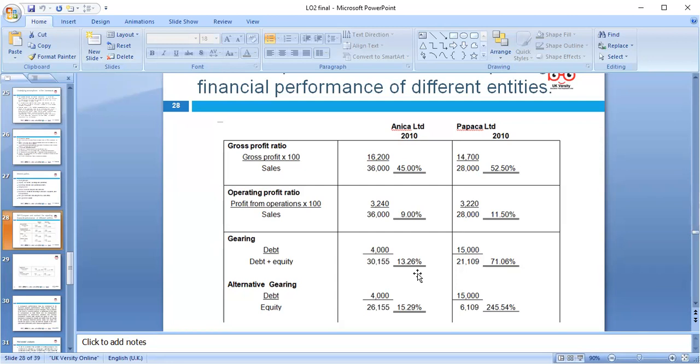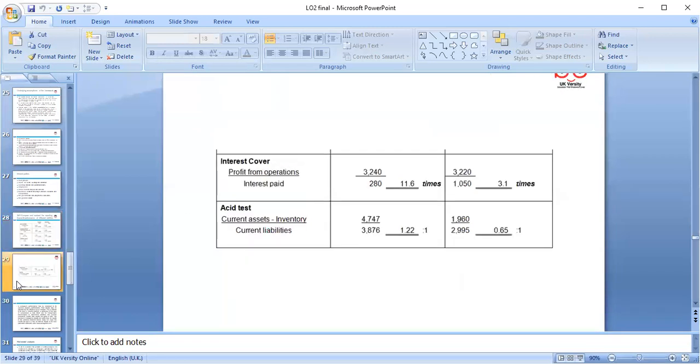Yes. According to gross profit, Papika is better. According to operating profit, Papika is better. According to gearing, Anika is better and less risky, because a low ratio is better: high gear, high risk. We can also look at two more, interest cover ratios. We can say profit from operations divided by interest paid. So 11.8 times for the higher profit, and 3.1.